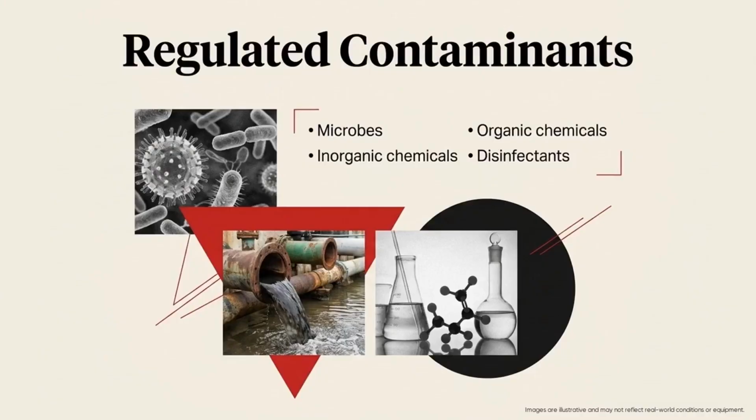So what exactly are these utilities hunting for? Well, they're constantly screening for a few main categories of invisible threats. First, you've got microbes, viruses, and parasites that can make you sick immediately. Second, inorganic chemicals, like heavy metals, such as lead and copper. Third, organic chemicals, which usually come from agricultural or industrial runoff. And finally, disinfectants. Yep, even the chemicals like chlorine that are used to kill the microbes have to be strictly limited so the leftover residue doesn't end up harming you.